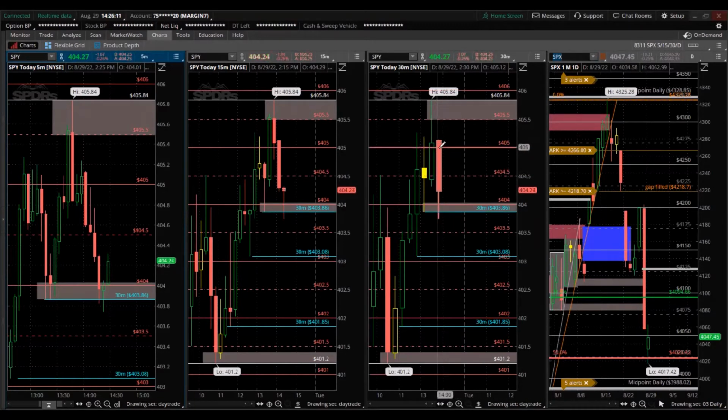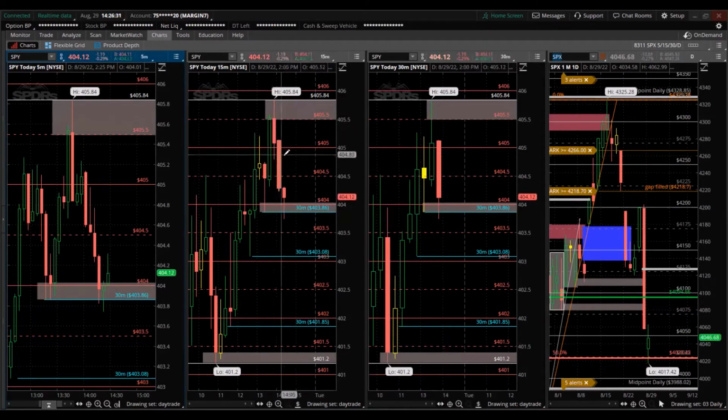On the 30-minute, the current candle is red. It already made a lower low than the prior candle. Again, this candle won't be done till 2:30. But notice this white horizontal line I drew represents the high of the day. The white horizontal line down here represents the low of the day. Now we know the trading range.